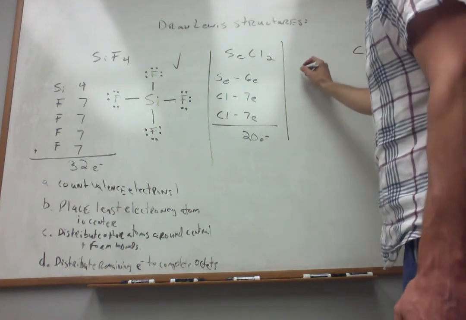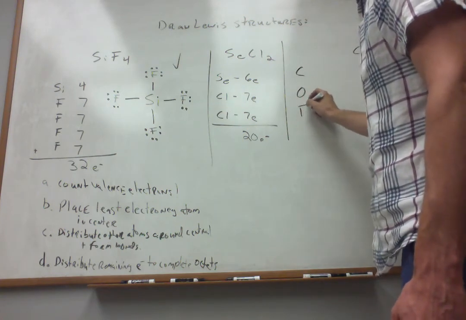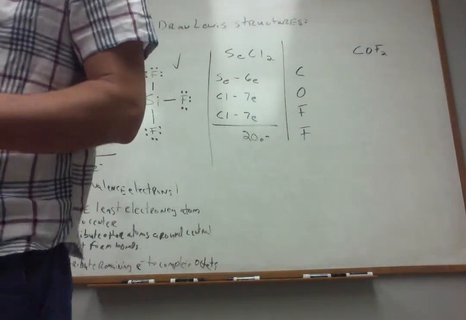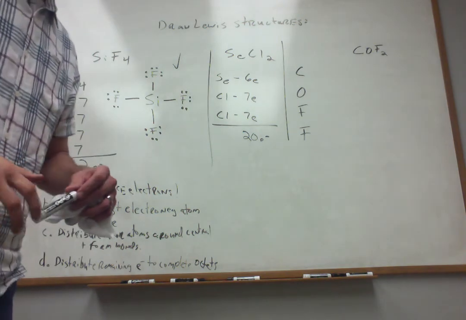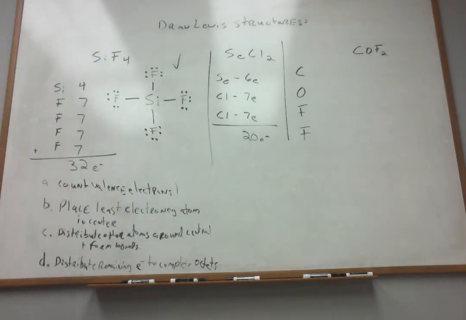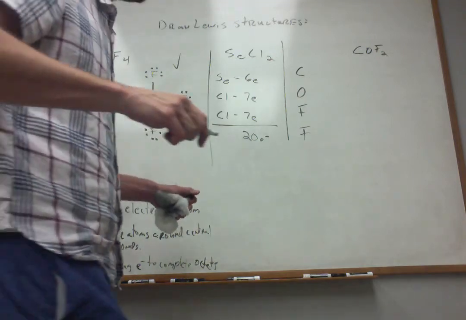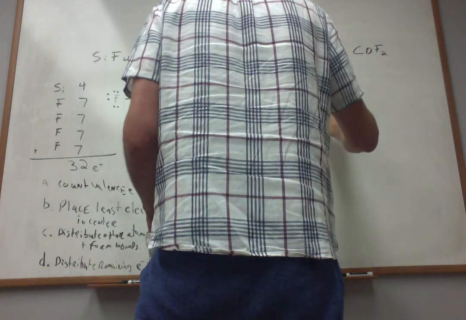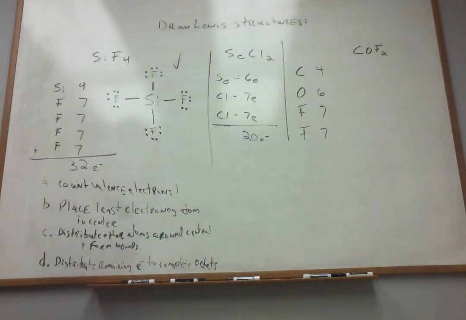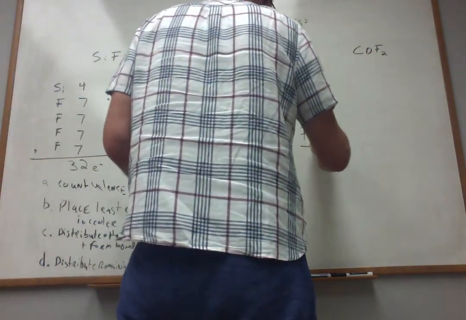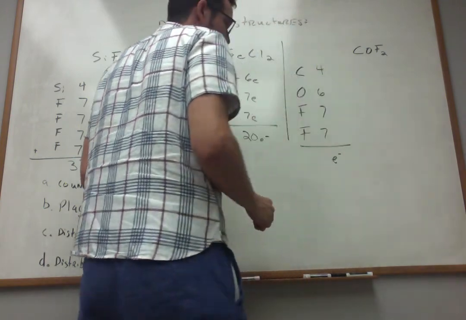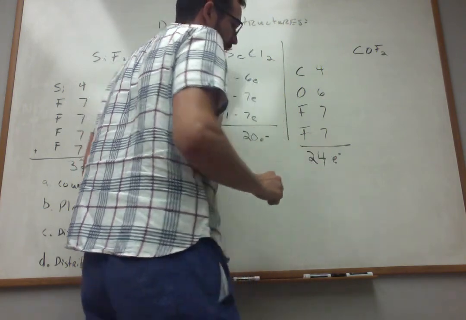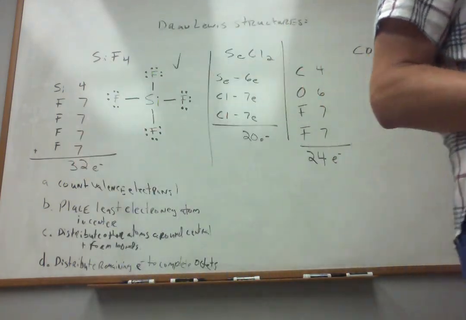All right, last but not least, we've got this molecule, COF2. All the same exact protocol over and over. Carbon, a 4A group element, has 4 valence electrons. Oxygen has 6. Each fluorine has 7. We sum the total number of electrons we have to build our structure: 14, 20, 24. We have 24 electrons that we're allowed to use.